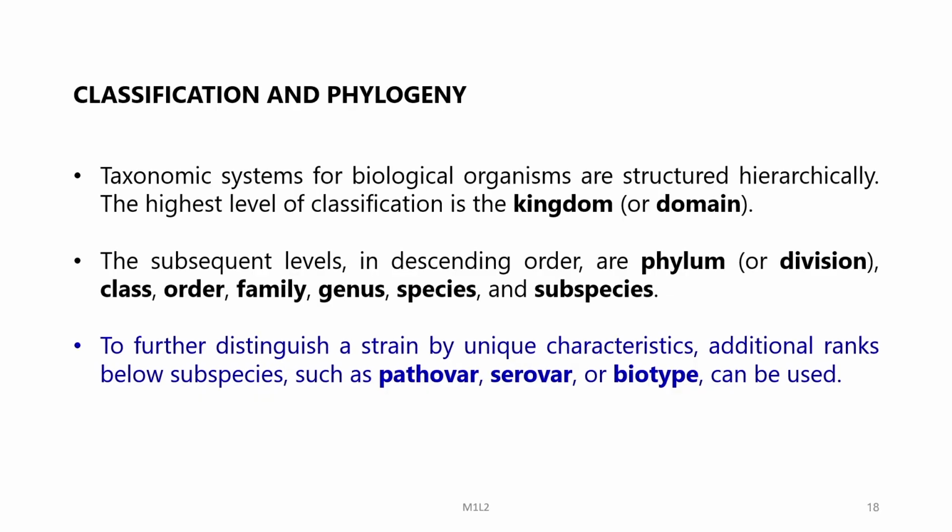Now, let us discuss classification and phylogeny. Taxonomic systems for biological organisms are structured hierarchically, as we have already mentioned. The highest level of classification is the kingdom or domain. The subsequent levels in descending order are phylum, class, order, family, genus, species and subspecies. To further distinguish a strain at the species level by unique characteristics, additional ranks below subspecies such as pathovar, serovar or biotype are also used.